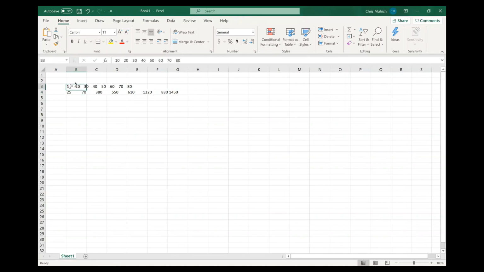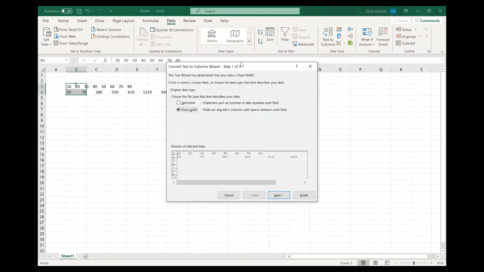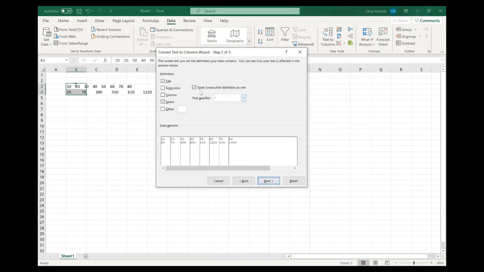So what I'm going to do is click on this B column, highlight both rows, go to data, and then use this text to columns line to split the data into individual elements. When I click that, this window pops up. In this case, we're going to want to tell Excel that the data is delimited, or separated, by a space. So here I get to pick my delimiters.